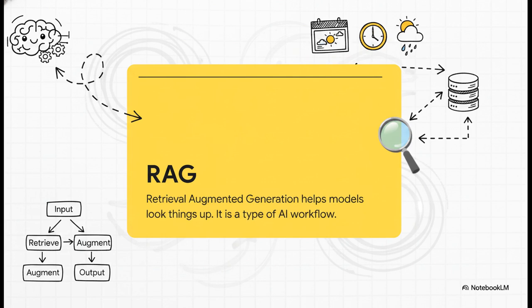Essentially, RAG is just a specific type of AI workflow. That's it, nothing more. Next time a company tries to sell you on their highly complex RAG architecture, just remember, they are basically talking about an AI that's been given permission to use a search bar.